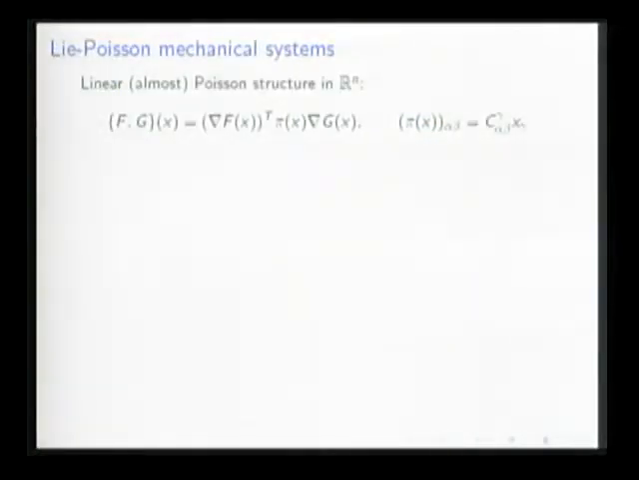Okay, so let me tell you how this is useful to study what I'm going to call Lie-Poisson mechanical systems. So I'm going to think of systems which are defined in terms of a linear almost Poisson structure. Linear almost Poisson structure means that the matrix that I have over here that defines the bracket is skew-symmetric and its entries depend linearly on the coordinates. So I'm working on a vector space, so this makes perfect sense. So these coefficients are supposed to be skew-symmetric in the lower indices.